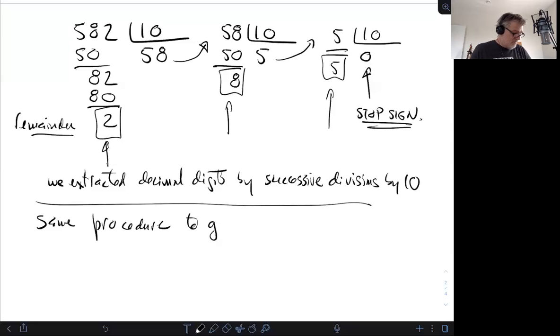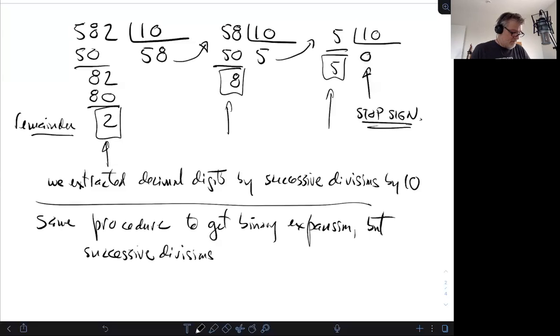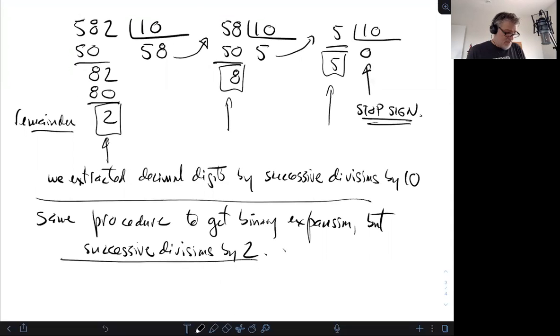To get binary expansion, but successive divisions by 2. And in fact, for any base, if you were in base 7, 5, 2, 18, whatever, it's exactly the same procedure. Okay, so let's do an example to see how this goes.